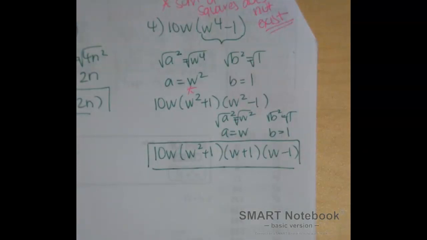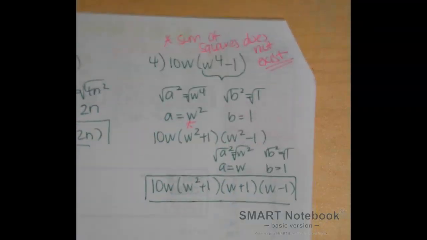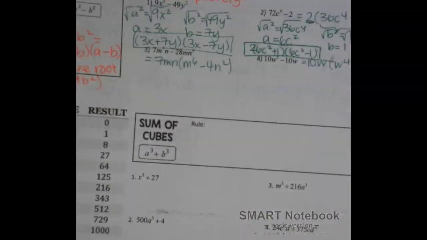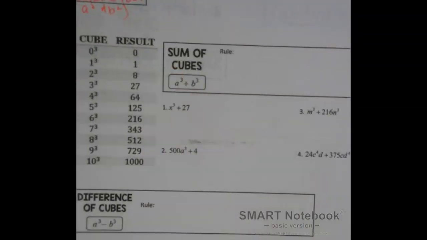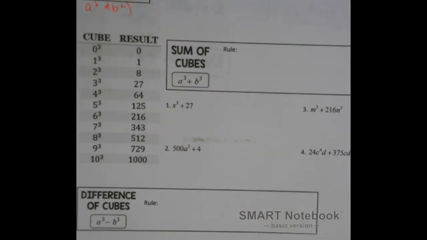Give me some nods or shakes. Does this make sense? All right, perfect. And we're going to start looking at sum of squares, or excuse me, sum of cubes, because sum of squares doesn't exist. All right, sum of cubes. This is probably new for all of you guys. So let's just look at the cubes and the results.